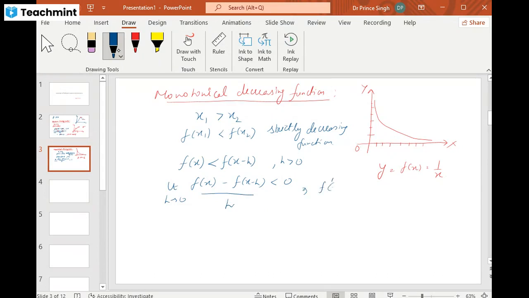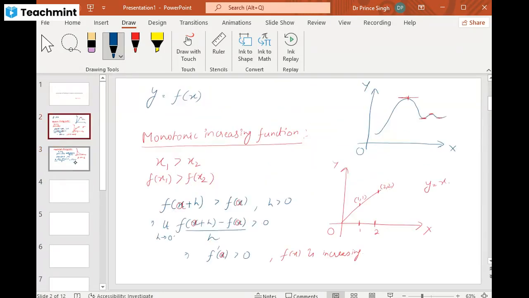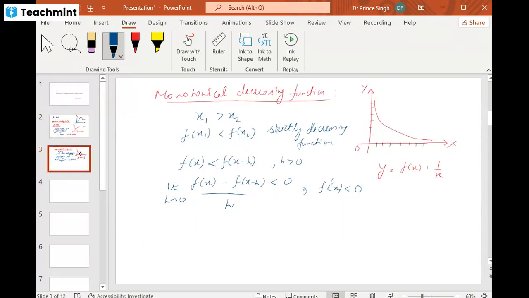So the condition is that if f dash x is less than 0, then we say that the function is monotonically decreasing at that particular point. Okay, so this is the condition of an increasing function and this is the condition of a decreasing function also. Now what about the condition of the extreme point, right? What will happen if f dash x is equal to 0?